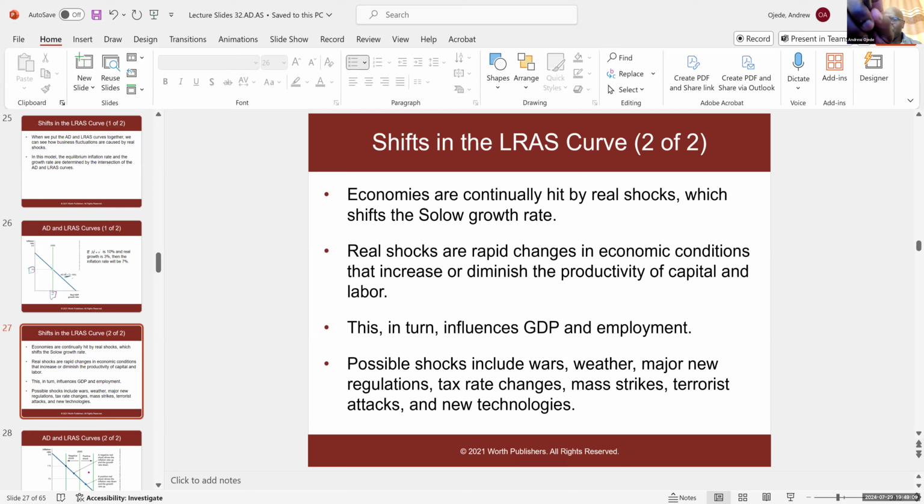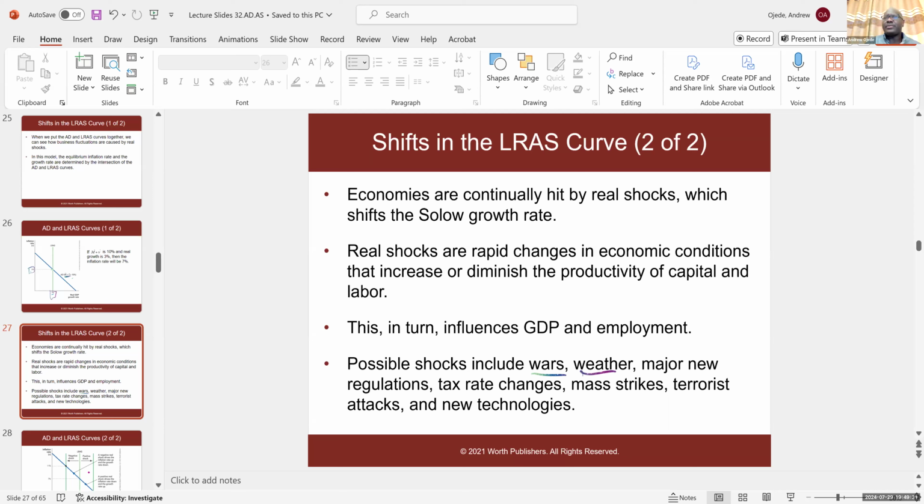For example, possible shocks can include wars, because wars can destroy capital. We have a major world war, like World War I and II. What happened? We destroyed our bridges, we destroyed capital, people got killed. So the number of workers in the economy is going to reduce because of wars. That's a real shock to the economy.